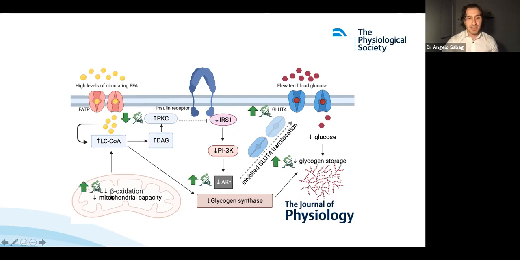So what happens eventually is that, let me see if I can get a pointer. Yes, so you can see my pointer now. Eventually, the accumulation of these free fatty acid byproducts, which can be diacylglycerol or ceramides, lead to the sustained activation of protein kinase C, which has downstream effects that inhibit the translocation of GLUT4 to the membrane and contribute to elevated blood glucose.